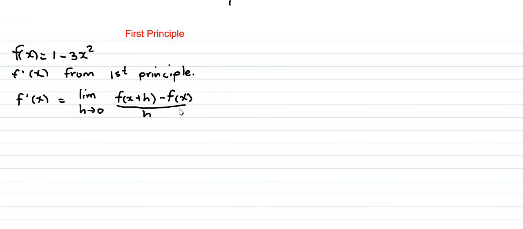And we know that we cannot substitute 0 in the denominator because we cannot divide by 0. So we need to find f of x plus h, because f of x we already have. So what we are going to do now is find f of x plus h.